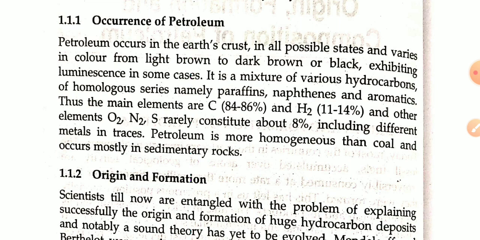Homogeneous series, namely paraffinic, naphthenic and aromatic, are the basis. Thus the main elements are carbon 84 to 86%, hydrogen 11 to 14%, and other elements, oxygen, nitrogen and sulfur, which rarely constitute about 8%, including different metals and trace elements. Petroleum is more homogeneous than coal and occurs mostly in sedimentary rocks.